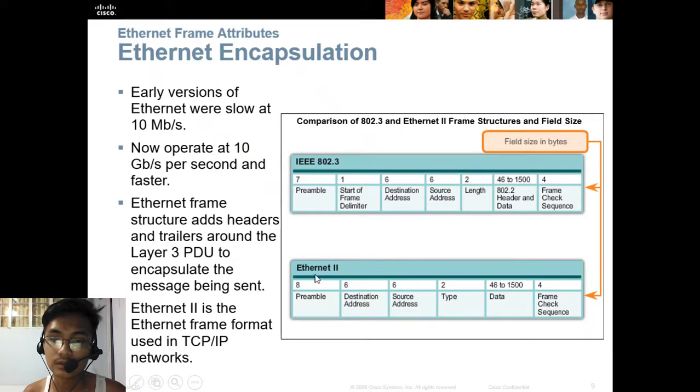For Ethernet II, for the preamble we have 8, destination address 6, source address 6, type 2, 46 to 1500 for the data, and then the frame check sequence. So the difference here is the start of frame delimiter and the type. The IEEE 802.3 has more fields than Ethernet II, but it shares the same sizes.